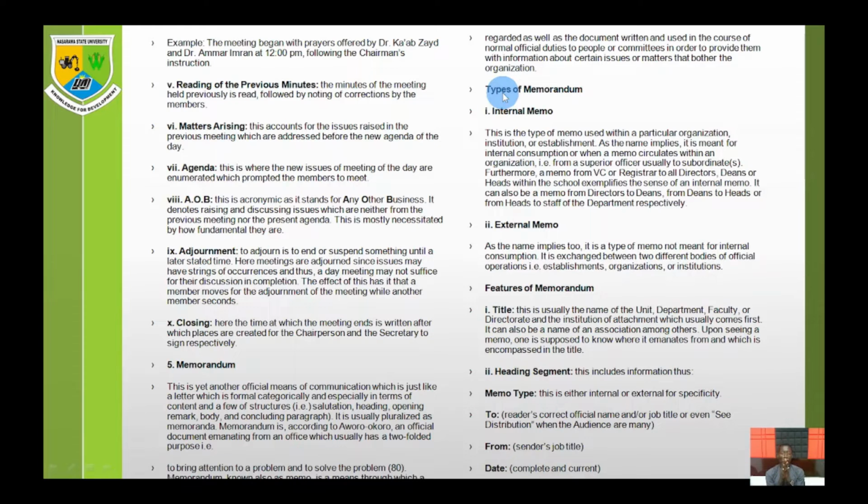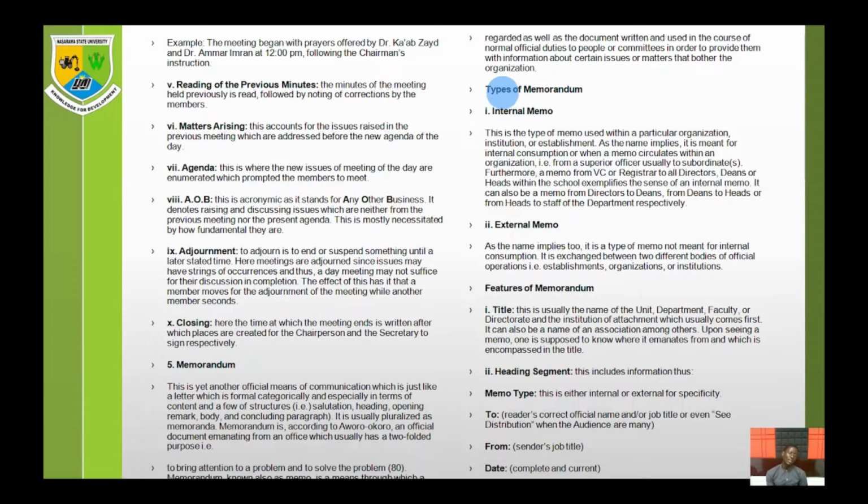We have what we call types of memorandum. One is the internal memo and the other one is the external memo. From the names internal and external, I think they do not pose much problem of understanding. The internal memo is the type of memo used within a particular organization or institution or establishment. As the name implies, it is meant for internal consumption, or when a memo circulates within an organization, that is, from a superior officer usually to subordinates, or subjects under him, it is called an internal memo. Furthermore, a memo from the VC or registrar to all directors, deans, and heads of departments within the school exemplifies the sense of an internal memo. It can also be a memo from directors to deans, from deans to heads of department, and from heads of department to staff of the department respectively. We call them internal memos.